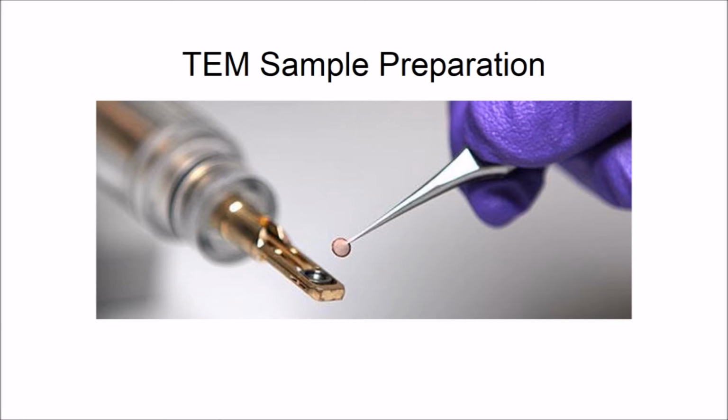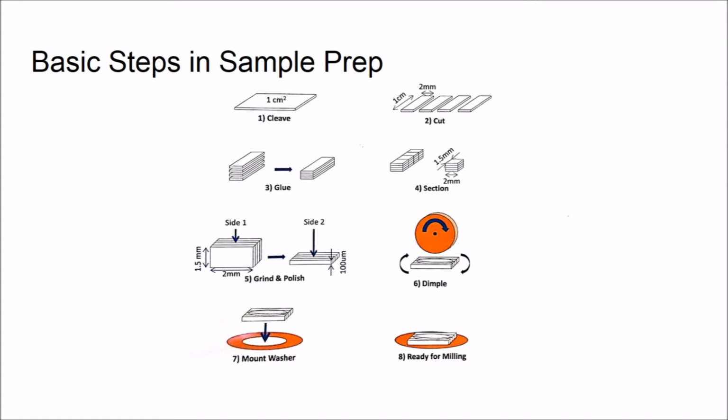One of the most difficult parts of using a transmission electron microscope is creating the sample. This is because the sample needs to be thin enough for the electrons to pass through it. There are several steps in preparing a sample. As you can see, steps 1 through 4 involve cutting the sample into a small enough size to begin working on it. Step 5 thins the sample, and step 6 makes the sample into a bowl shape, which will be very thin in the center. For step 7, the sample is mounted onto a washer so that it can be handled without breaking. And finally, the sample is ion milled to about 100 nanometers thick, where it will be transparent for electrons.